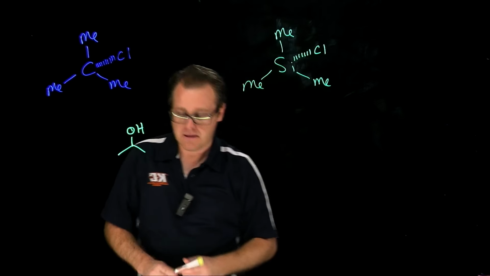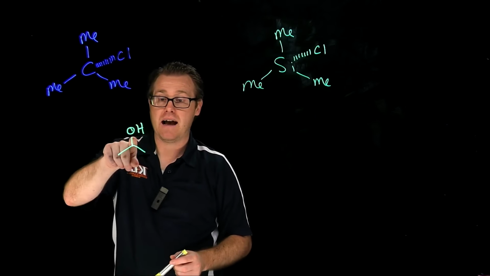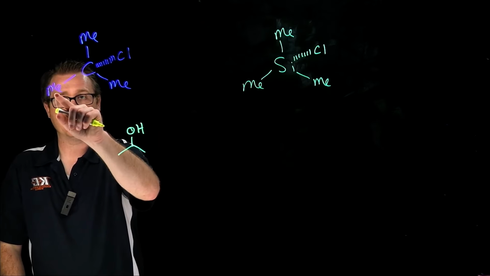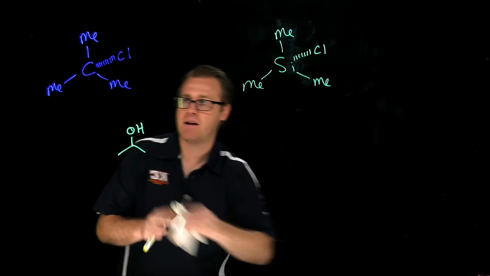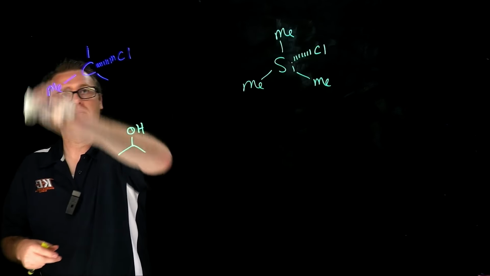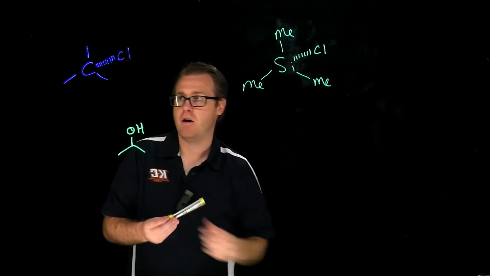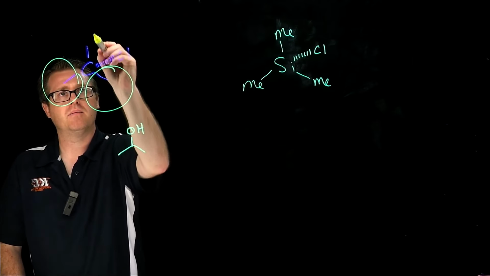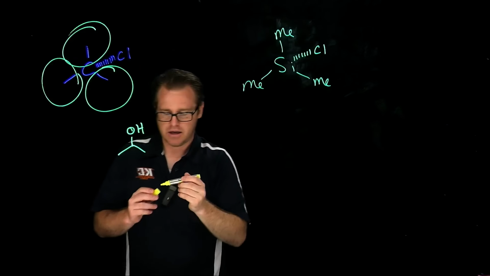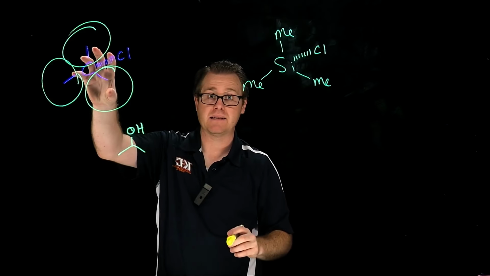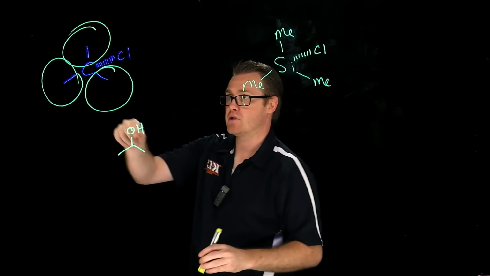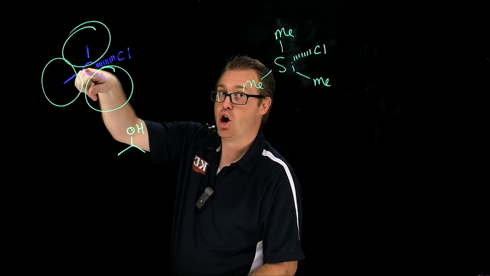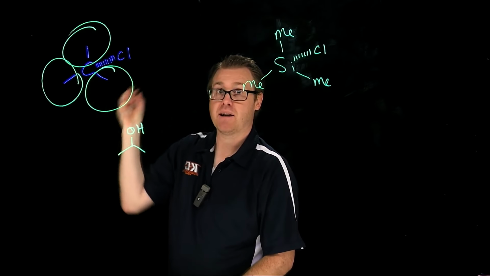Okay. So why can't the alcohol come in backside attack? It's because if we take a look at these methyl groups right here and represent them as molecules, do you see how they take up a lot of space? And so this alcohol is going to have a really hard time to get to the carbon because these methyl groups are in the way.